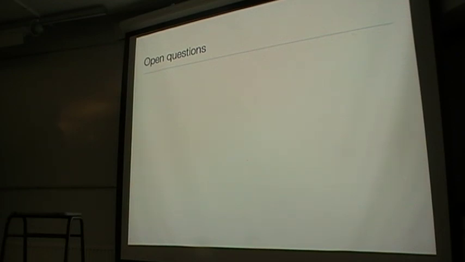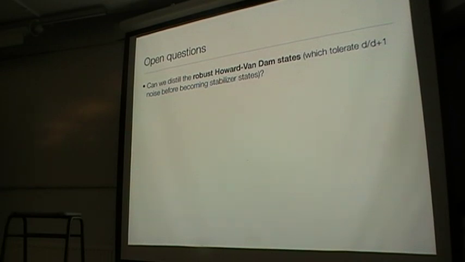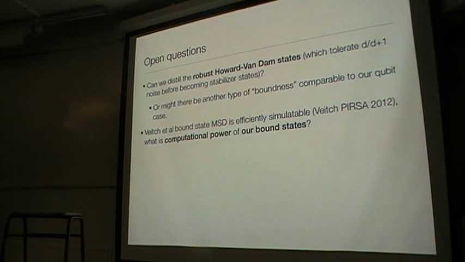And indeed, there are a number of other open questions that we want to explore. We still have these pesky, very robust Howard Van Dam states, which we don't know how to distill, even though, in some sense, these look like they should have the best performance. We're also interested in the computational complexity of simulating magic state distillation when you start to bound non-distillable states.